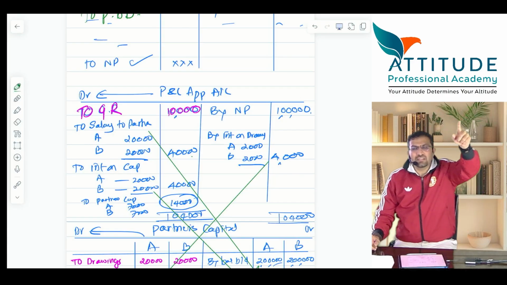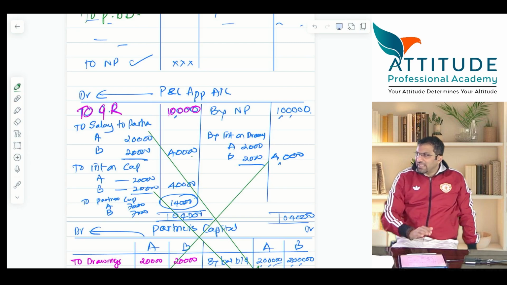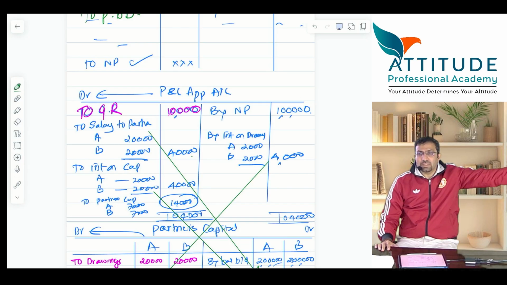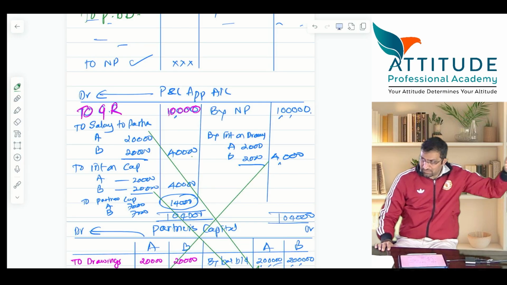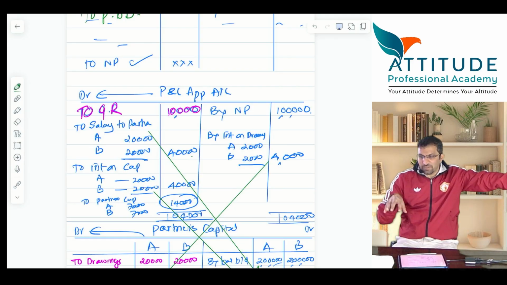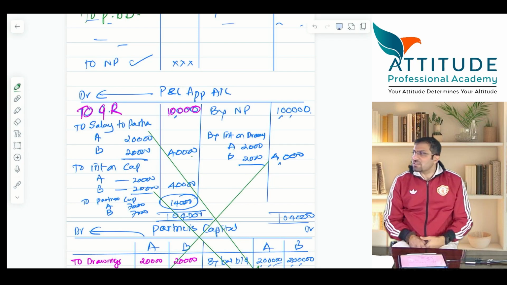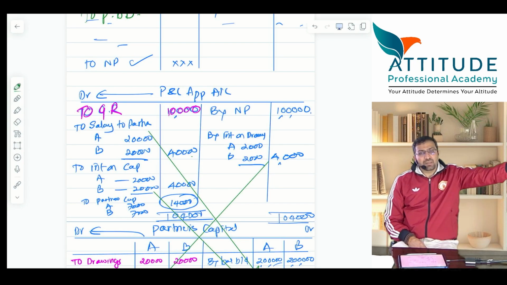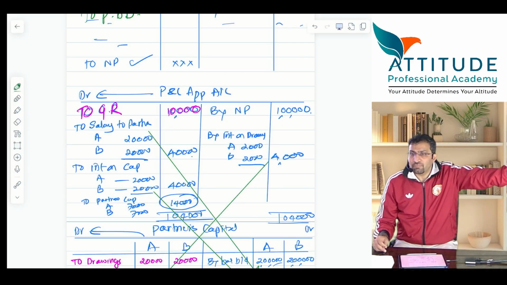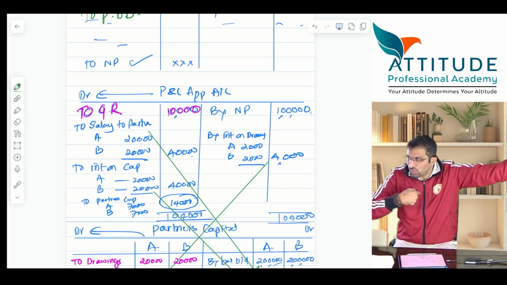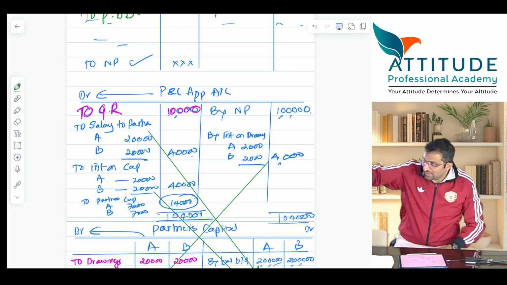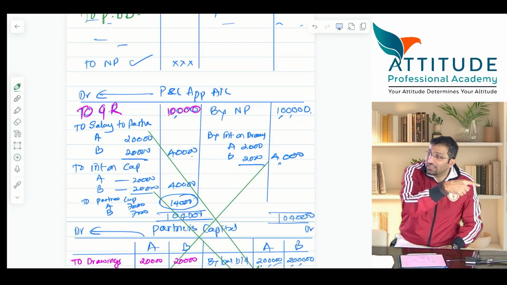Is that clear? Now answer this. Can it so happen that, अभी इधर ही देखो, this premises is used by my partnership firm? Okay? So if I ask some rent, let us say 5,000 rent, because that partnership firm is different, this Attitude Professional Academy is different. Sole proprietor is different. Now, if I tell my partners, give me a rent of 5,000, who is paying? My partnership firm will pay to the individual partner, yes or no?